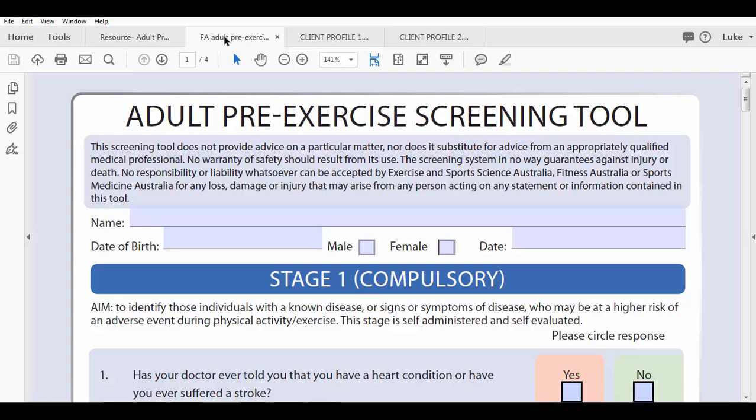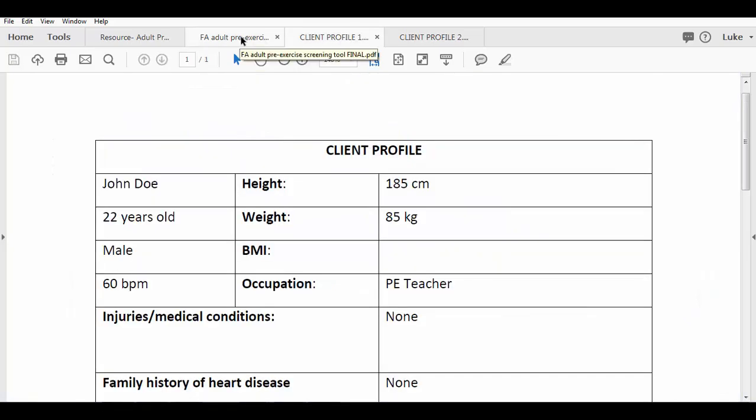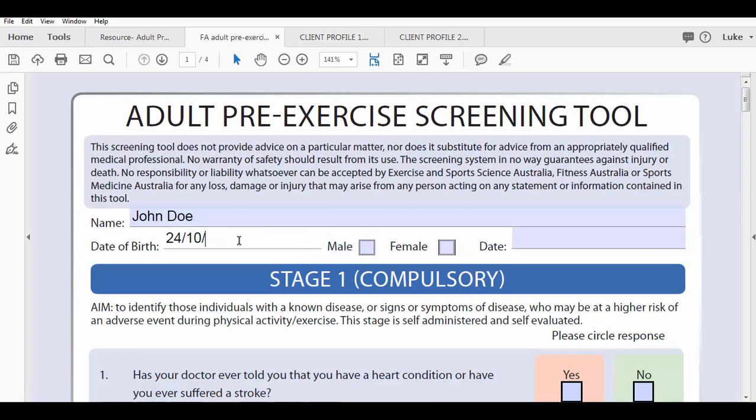So we go to our pre-exercise screening tool. You fill out the name there. This will be John Doe, and I'll show you how to fill this out. Date of birth, we can just make this up. We said that the person was 22 years old, so they will be born in 1996. Male, and obviously you can just put in whatever today's date is.